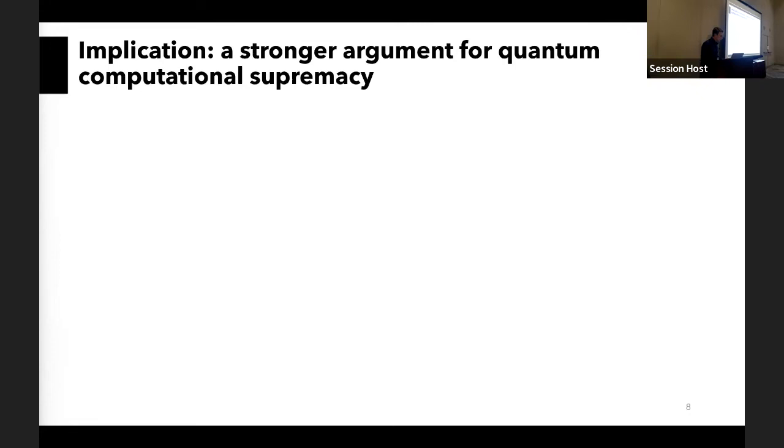Okay, and then the other implication is related back to this argument for quantum computational supremacy. The goal here, if you're trying to show that this advantage exists, is that you need to do two things. You need to have a concrete task that you can say your device actually accomplished. That's number one. And then number two, you need to have an argument that the same task would have been difficult to do on a classical computer. So we're going to be able to provide both for these low fidelity experiments.